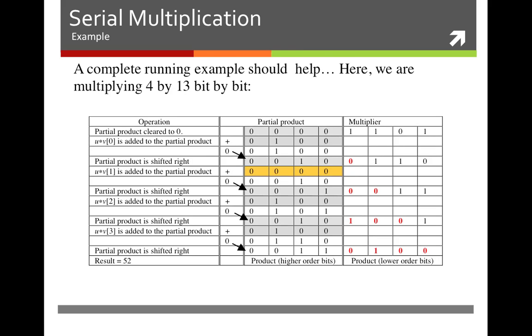Now here's an example of serial multiplication where we're multiplying 4 by 13. Our multiplier is actually 13, as you can see. In this multiplication, we have the partial product initially cleared to 0. We're looking at the rightmost bit, which in this case is 1, so we add a 4, and that's what happens. And so this is the sum. Now comes the first shift process, and we're shifting the partial product to the right. There's no multiplicand shift here.